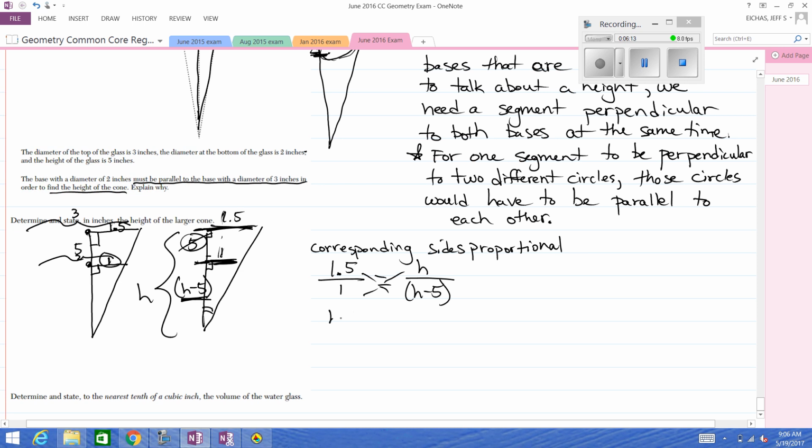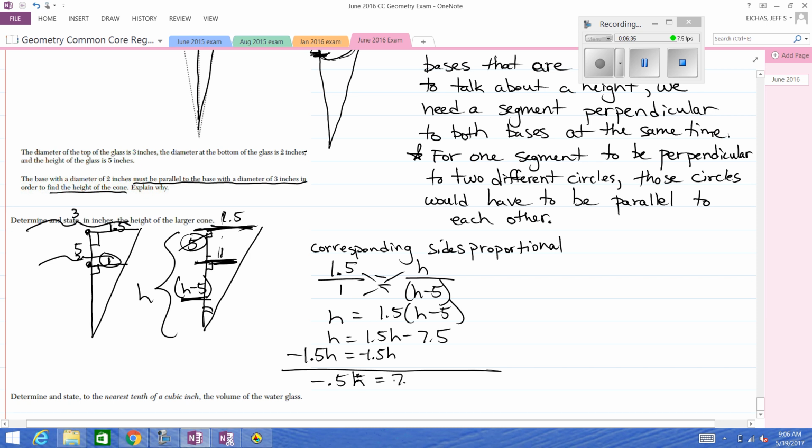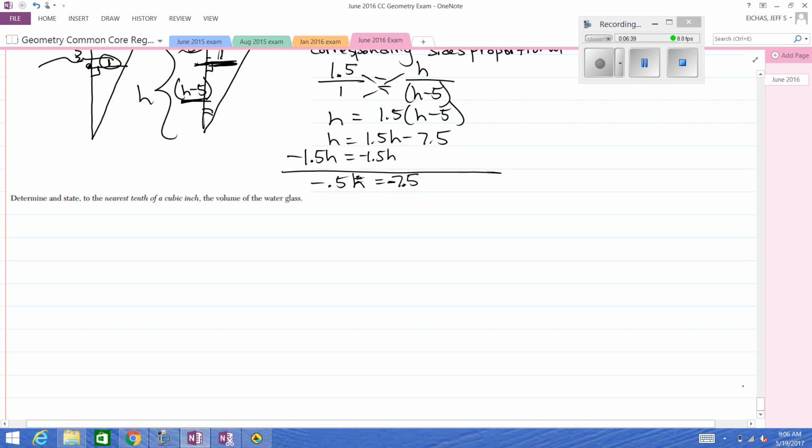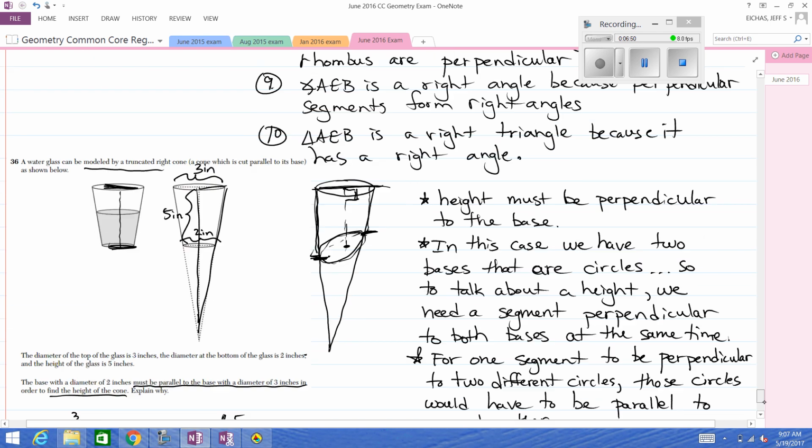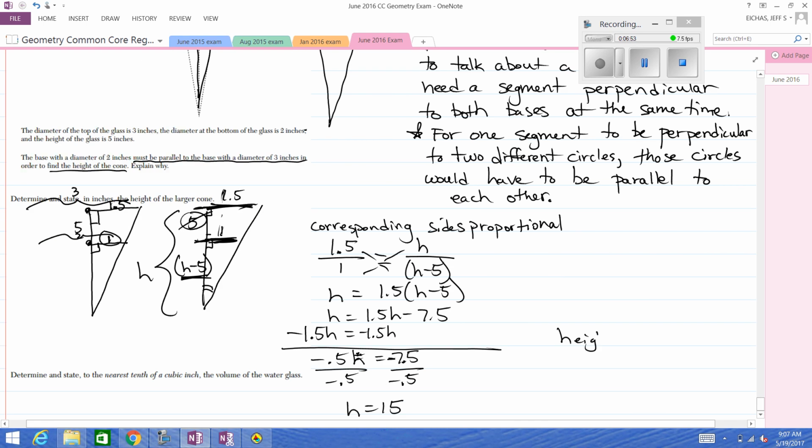All right, so we'll cross multiply. h equals 1.5 times h minus 5. And not the ideal situation here, but I'm going to try to go least steps possible. We'll get some negatives, but that's okay. Negative 0.5h equals negative 7.5. And divide by negative 0.5. We get a height of 15. Let's remember, since our height is 15, let's answer that portion of it. Okay, so the height of the larger cone is 15 what? Inches, right? So inches. All right, so that's an answer that we were after.